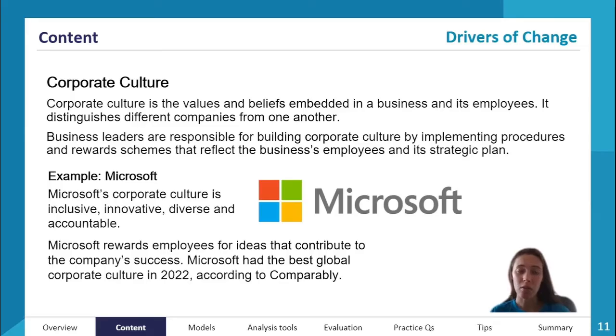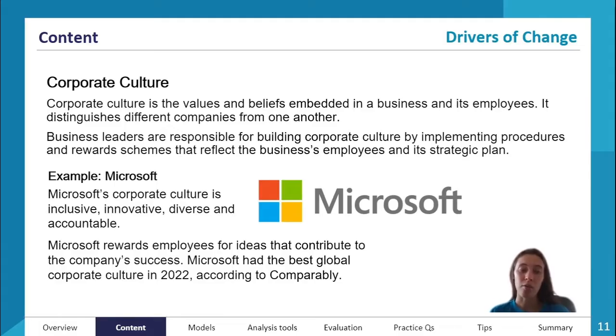Business leaders are responsible for building corporate culture, and they do that by implementing procedures, reward systems, and things like that are going to reflect the business's employees and its strategic plan. So it's about thinking about what kind of feel they want to have in their organization, what their values are, and then making that become the culture of all of the employees and the business as a whole.